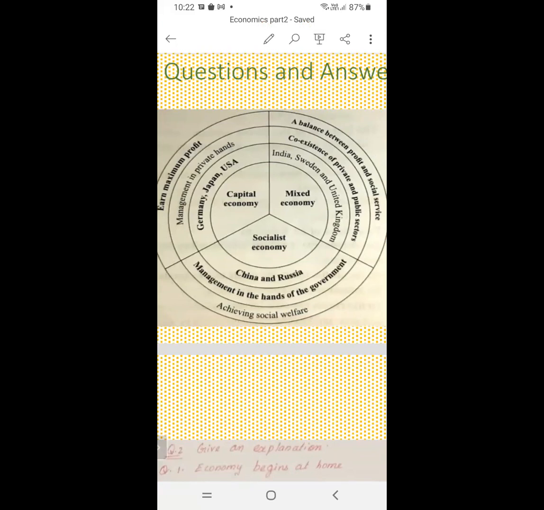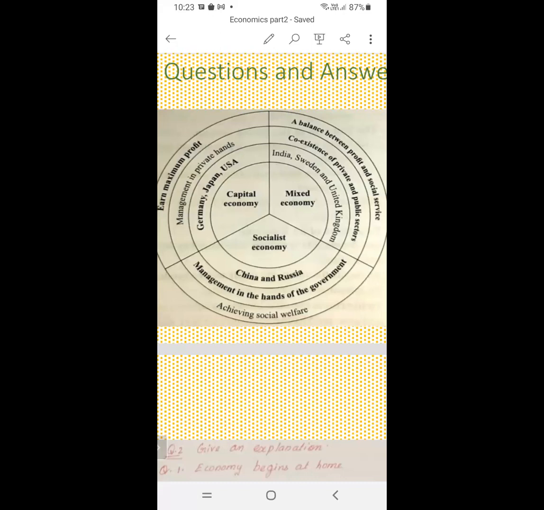Now I am explaining everything for the capital economy. The second is managed in private hands. And the third point is the countries: Germany, Japan, and USA. Mixed economy also has coexistence of private and public sectors, and the following countries are India, Sweden, and United Kingdom. Socialist economy has management in the hands of government, with China and Russia. Please take the screenshot.